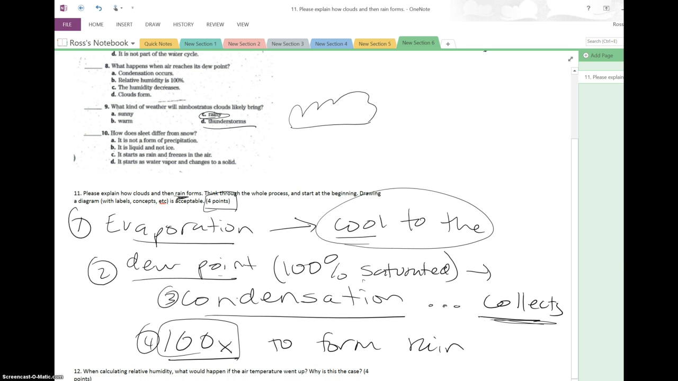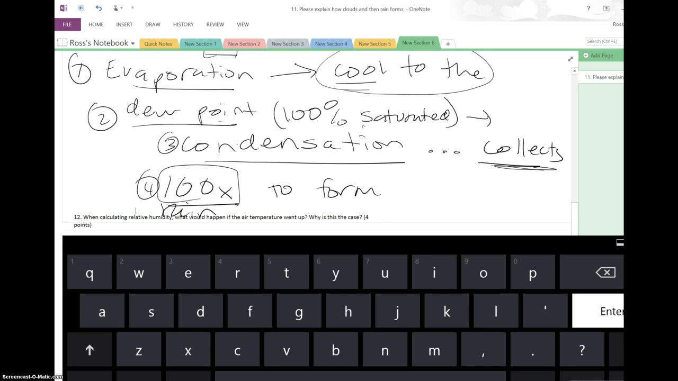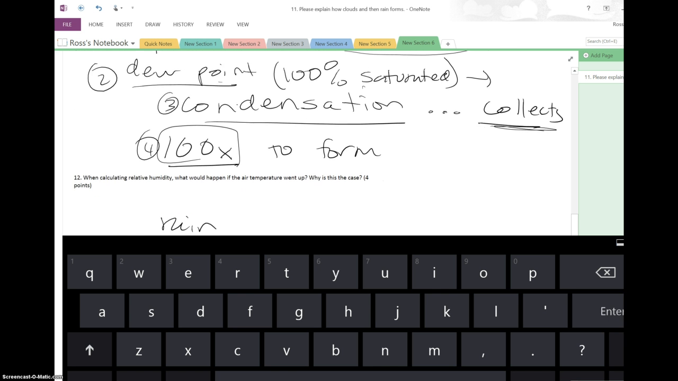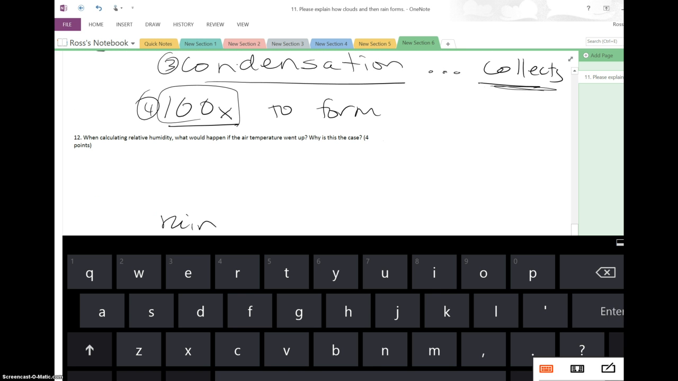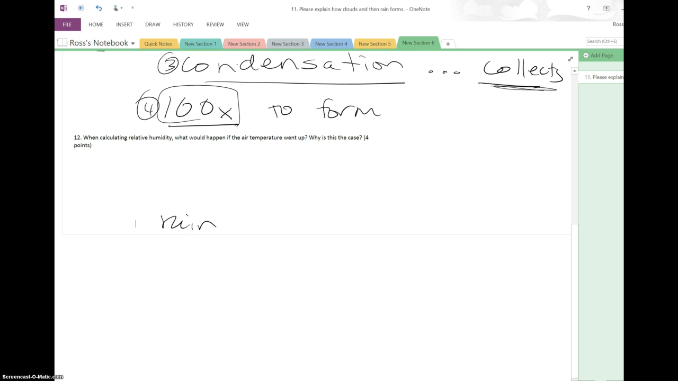So then we have, when calculating relative humidity, what would happen if the air temperature went up? For some reason, I'm going to try to get some more space here. Okay, so for some reason rain came down here. We know that's supposed to go up here. We can just, how about this? Let's do not form rain. Leave that there.